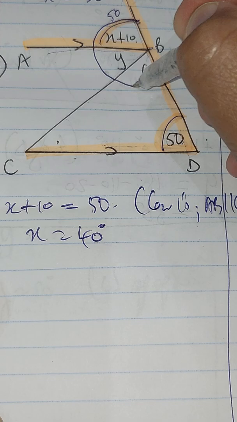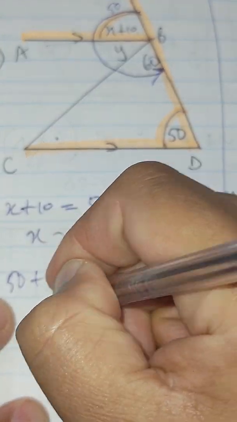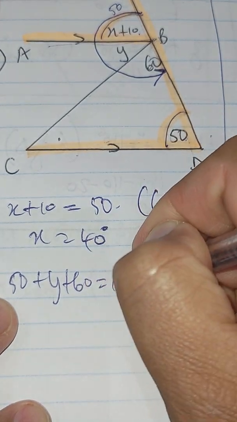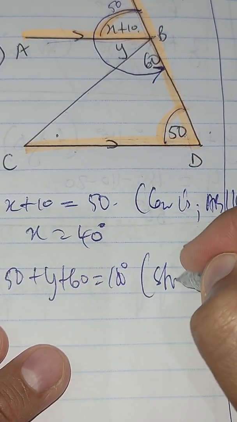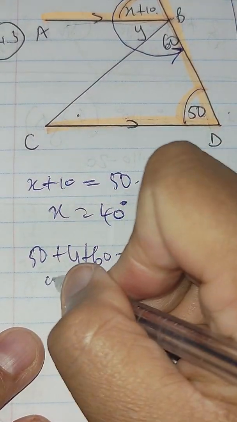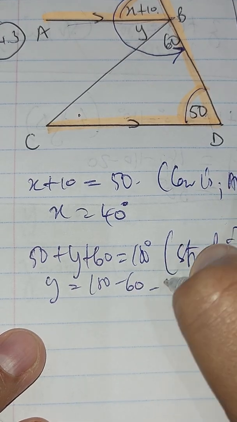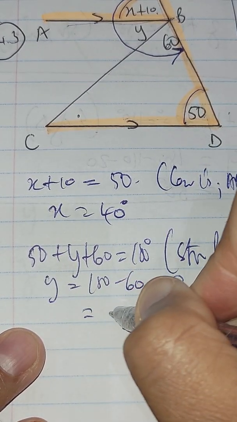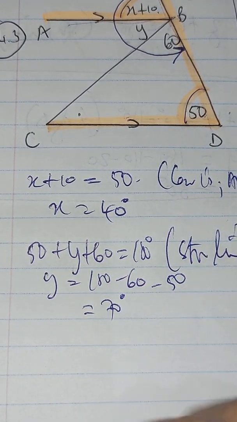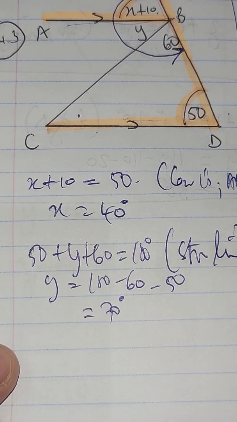So here we can go now with the angles on a straight line. So I then now say 50 plus y plus 60 degrees equals 180. The reason, of course, is a straight line. Then y is equal to 180 minus 60, which is 120, minus 50 is going to be 70 degrees. Okay, so can you just check? Alright, 70 degrees makes that correct.